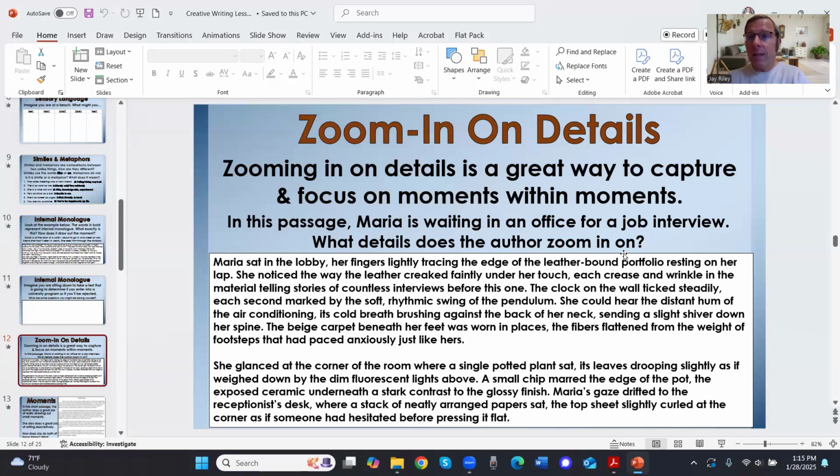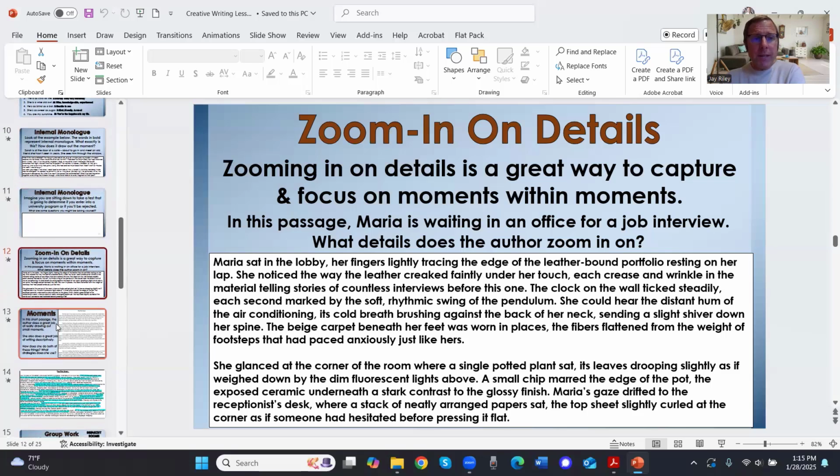Where is this leather-bound portfolio? It's resting on her lap. And I can see here Maria's waiting to go into a job interview. So she's probably a little bit nervous. So these are all behaviors that help me to visualize what's happening at that moment and how she's feeling.